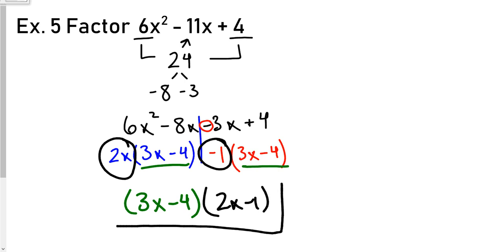Okay? So again, we've taken a large polynomial and we've factored it down into the product of two smaller polynomials. If you wanted to check your work, you can always multiply these two things together. Okay, 3x times 2x is 6x squared. Then at the tail end, negative 4 times negative 1 gives you a positive 4. And in the middle, you would end up with a negative 8x and a negative 3x, which would again give you your negative 11x. So you can always check your work.